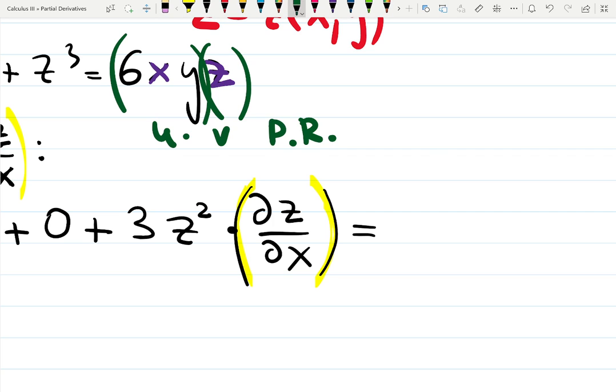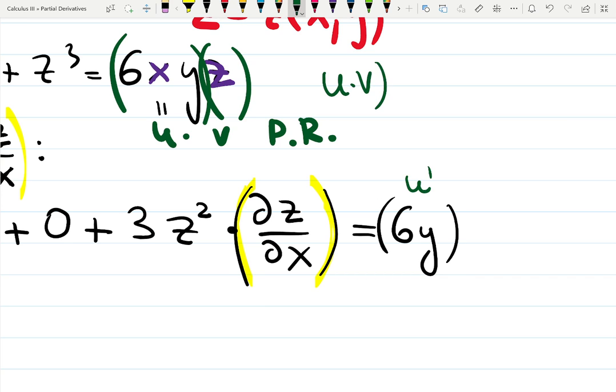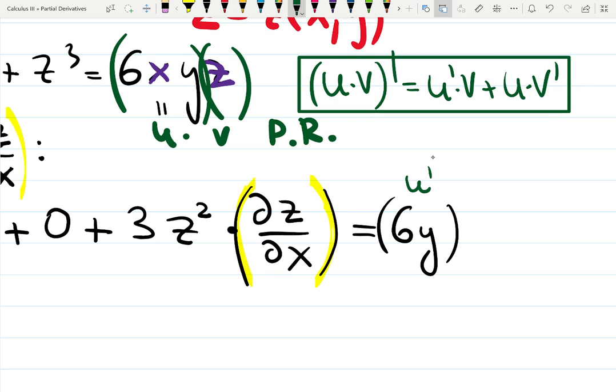Product rule. So the derivative of U is the derivative of 6xy, where 6 and y are constant, gives you just 6y. That is the derivative of U. Remember product rule? Anyone remember that product rule? Derivative, not derivative, plus not derivative, derivative. That's how I'm teaching it, at least. Like so. So this is just U prime.